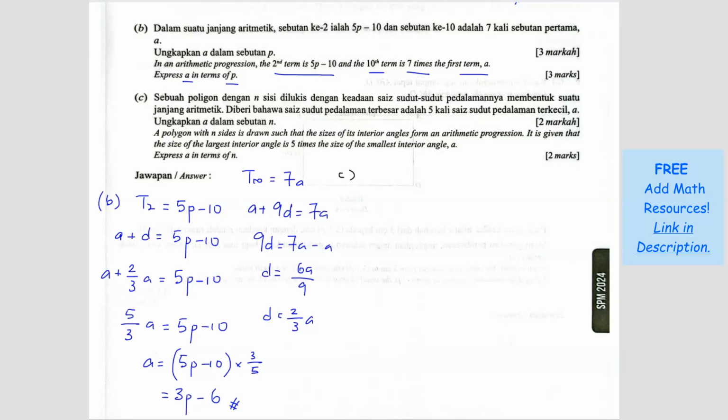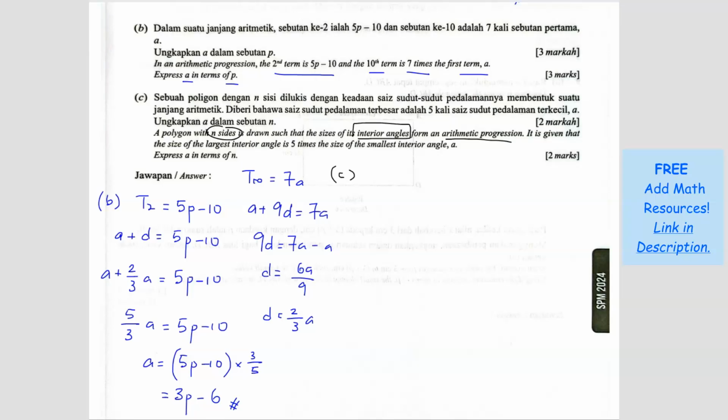Question C. A polygon with n sides is drawn such that the sizes of the interior angles form an arithmetic progression. So the interior angles of a polygon, we don't know how many sides, n number of sides, form an arithmetic progression. So that means the smallest will be a certain angle, then the second one will be a bit larger, then the third one will be even larger. So it's an arithmetic progression.